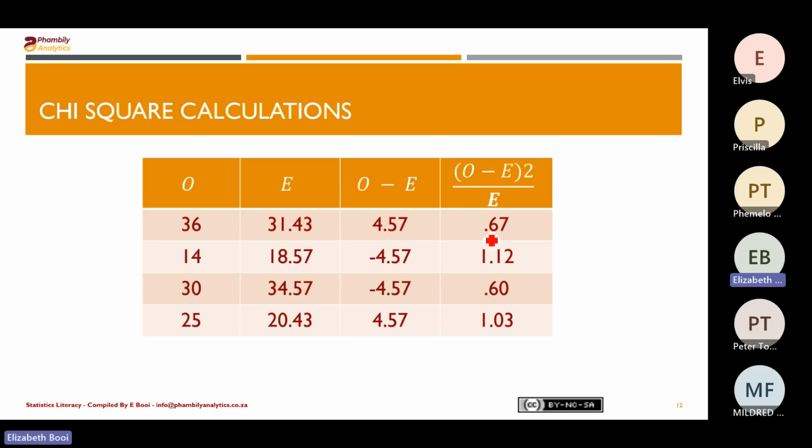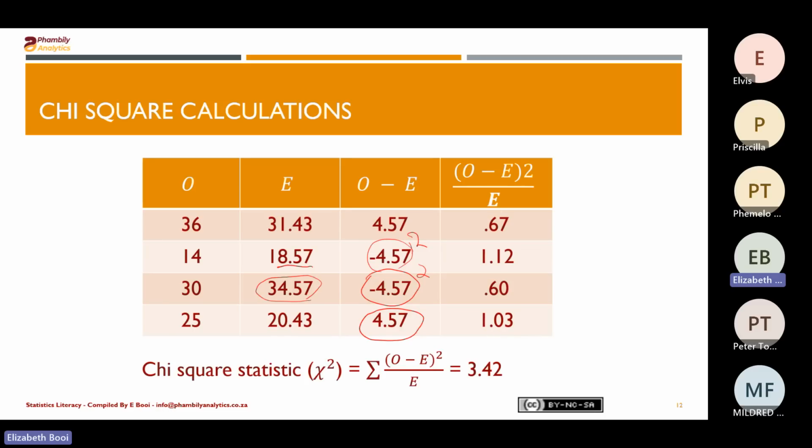31.43, which gives me 0.67. And I do the same, square this answer, divide by that number, 18.53, and you get 1.12. When you square negative 4.57, divide it by 34.57, you get 0.3. When you square 4.57, divide by 20.43, you will get 1.03.